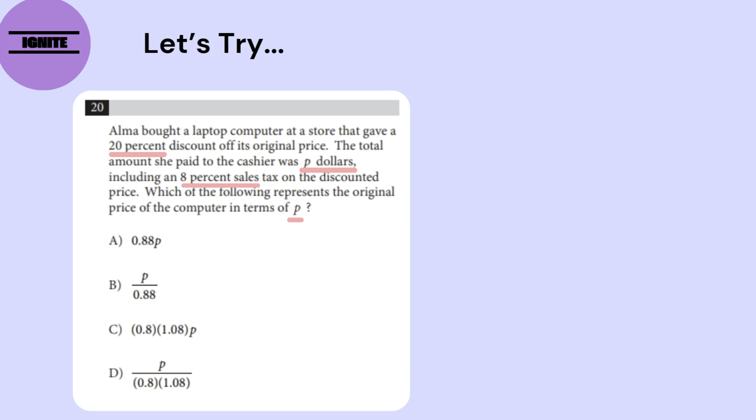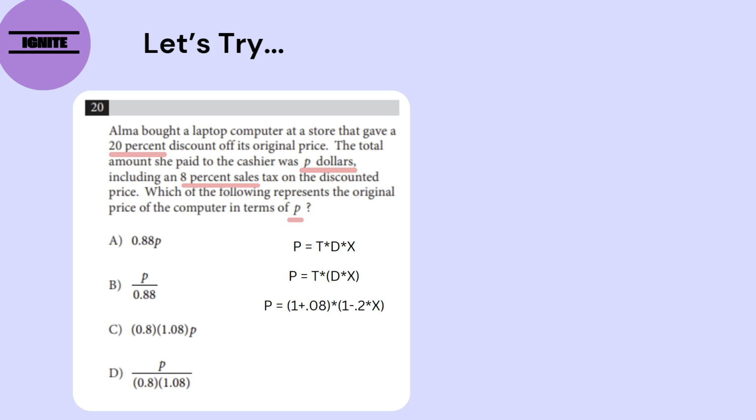So let's set this equation. We have P equaling T times D times X, right? X is the original price, where P is the price that she had paid to the cashier. Now, let's substitute all these values. P equals T, and we know that the D and the X have to be grouped together because the discount was applied first, and then the sales tax was applied, so it is not associative in this case.